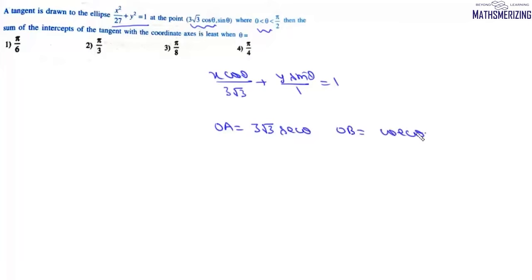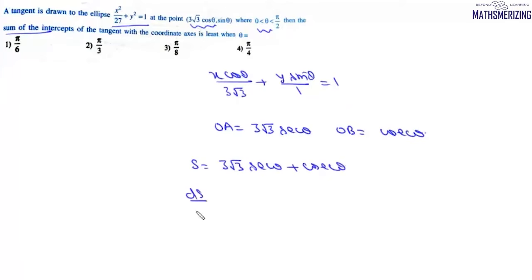Now we know that the equation of tangent in case of an ellipse is given by x cos theta upon a, so it will be x cos theta upon 3 root 3 plus y sin theta upon b, and it is equal to 1. Now we'll write its intercepts. OA will be 3 root 3 secant theta, and OB will be cosec theta. Now we need to minimize their sum. So let the sum be S, and this sum is 3 root 3 secant theta plus cosec theta.